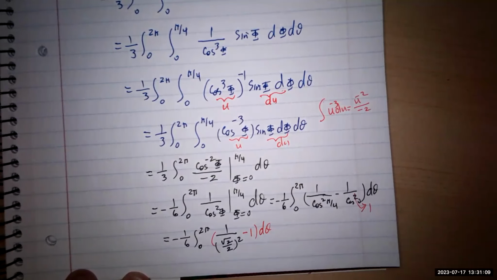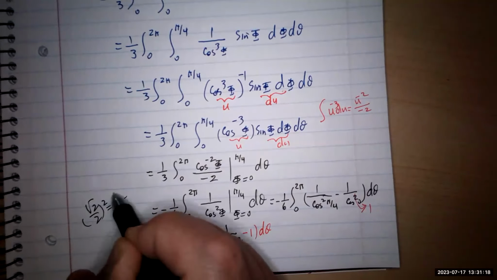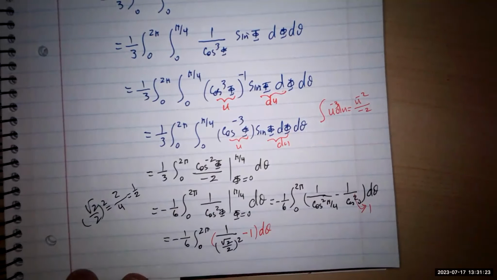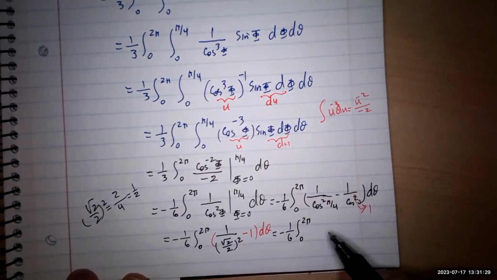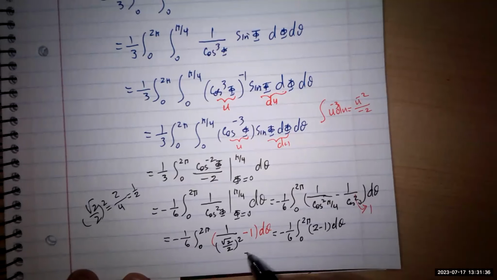Okay, you know that radical 2 over 2 squared would be what? It's 2 over 4, which is going to be 1/2. Using the reciprocal would be 2. So it's a -1/6, 0 to 2 pi, 2 minus 1. That 1 will disappear. So that gives you -1/6 integral from 0 to 2 pi d theta.